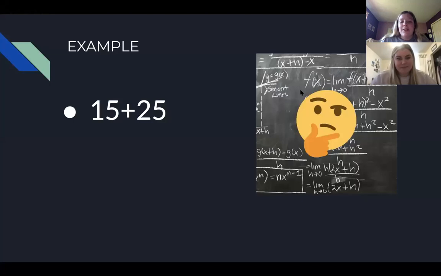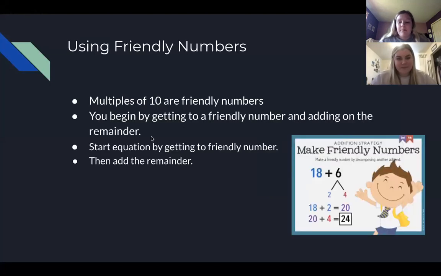Now we're going to move on to friendly numbers. Does anyone have any idea what friendly numbers are? It is pretty much exactly what it sounds like. A friendly number is a number that is close to another and very easy to work with. Isn't it easy to work with your friends? Exactly. An example of friendly numbers are numbers that are multiples of 10.